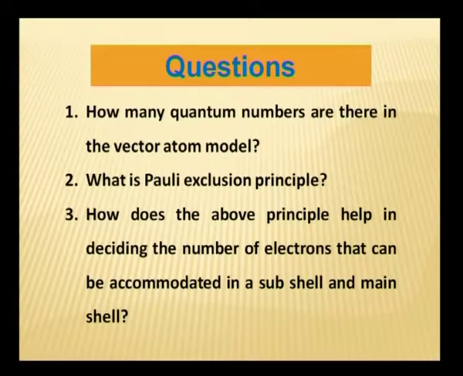The questions which are being posed now are: how many quantum numbers are there in the vector atom model? What is the Pauli exclusion principle? Last question: how does the above principle help in deciding the number of electrons that can be accommodated in a subshell and main shell?